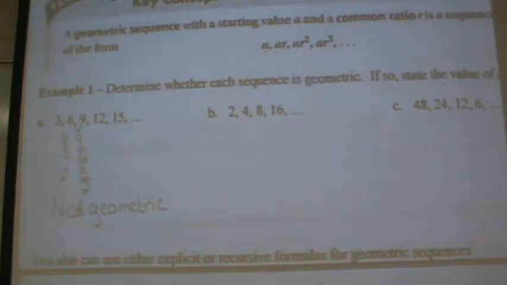These are kind of easy to tell. They're not all going to be this easy. You're going to have harder ones that you're actually going to have to figure out if the ratio works or not. All right, so part B, geometric or not?